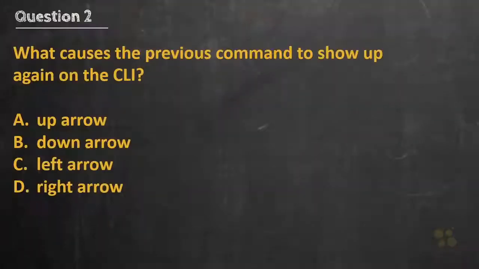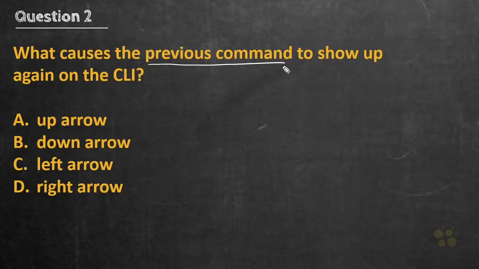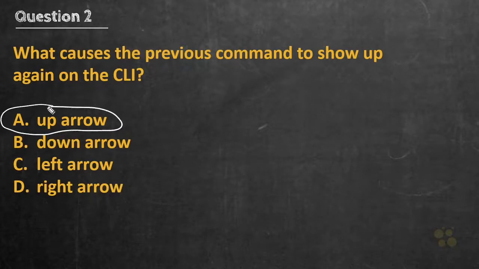All right, so on to question number 2. What causes the previous command that was issued at the CLI on a Cisco router or switch to show up once again on the CLI? And we have 4 choices. They are all arrow keys: up, down, left, and right. And the answer to this is the up arrow key. That repeats our previous command, brings it up again, and that can save us some typing.